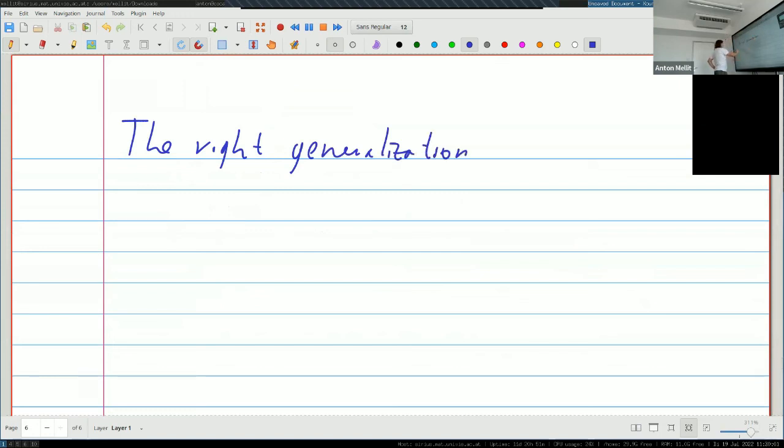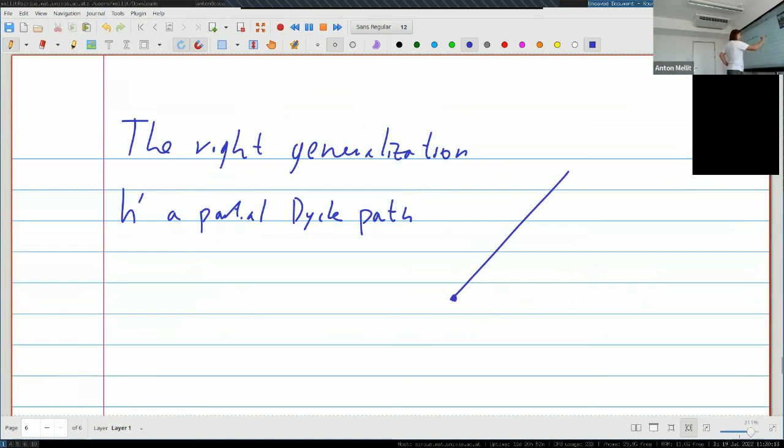The right generalization is that we start with a partial weak path. So it looks like from here to here, and this distance is n, and this is m.